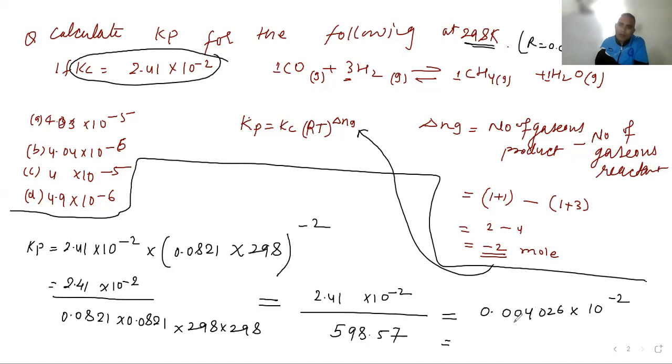So here is 0 point, it will come. We are placing the decimal this side. So it will come 4 point something. Round you can do, 4.03 into 10 power minus 5. So the option coming is A.